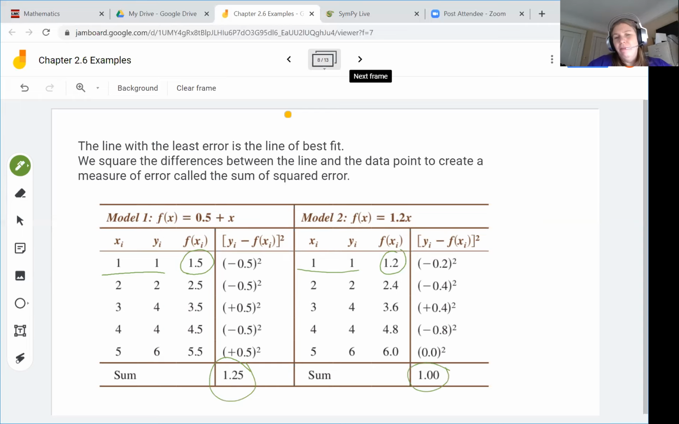So comparing the sums of the squared errors, our winner here is model 2. That is the model with the least error. And so you might say, well, gosh, we could spend all day here trying to come up with different models to figure out which is the line of least error or the line of best fit. So we actually have a process that we can go through with matrices to figure out algebraically what is the model with the least error? So let's take a look at that process.